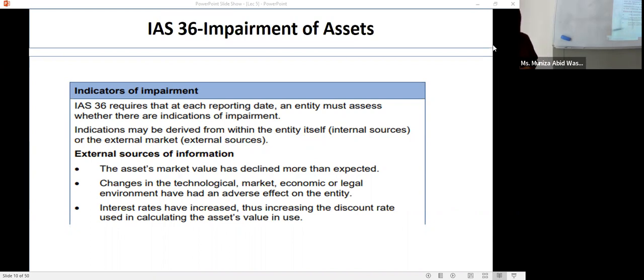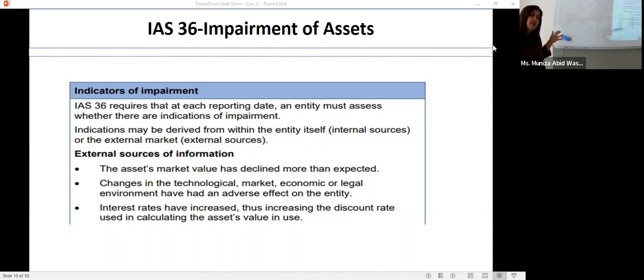So let's have a look at this slide. IAS 36 requires that at each reporting date, what is a reporting date? A date at which the financial statements are being prepared. Year-ending date is your reporting date. IAS 36 requires that at each reporting date, an entity must assess whether there are indications of impairment. Now, we focus on this point.